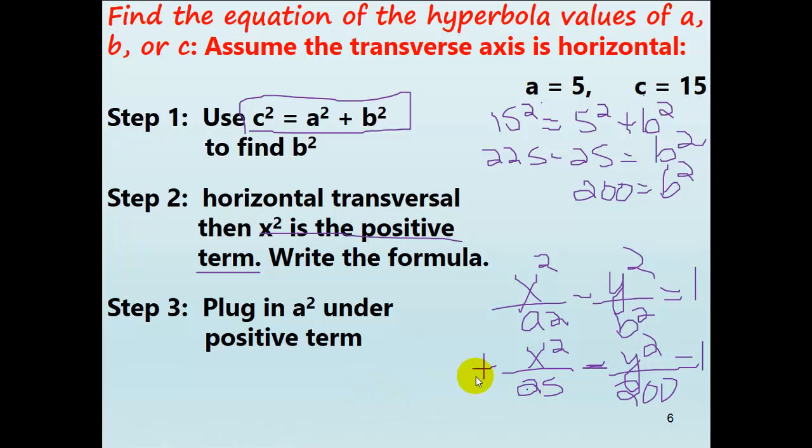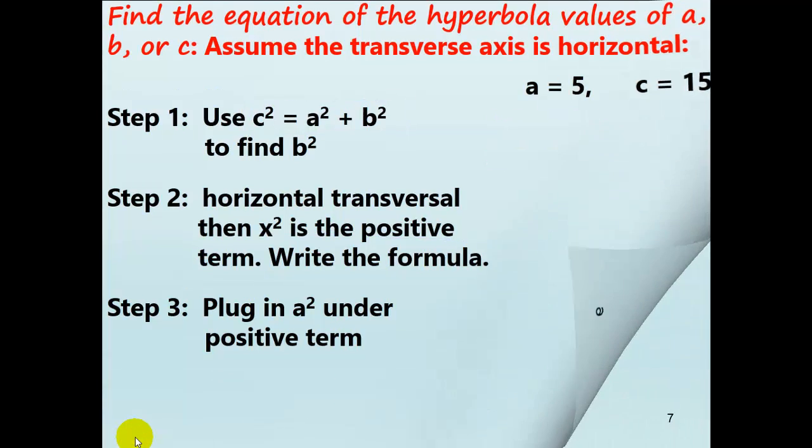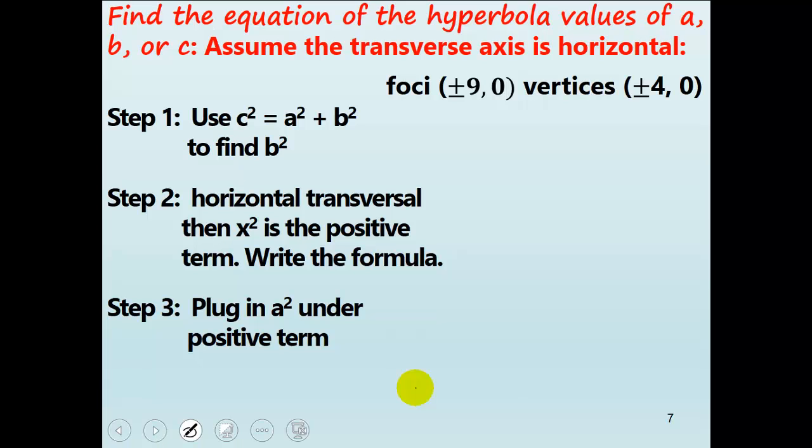All right, let's try another scenario. Find the equation of the hyperbola given values for A, B, or C. Assume the transverse axis is horizontal. So we're still going horizontal.